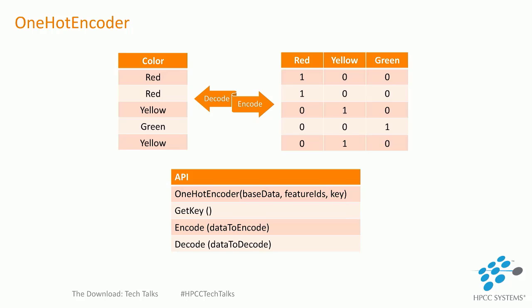Similar to the label encoder, you have a GetKey function, an encode, and a decode function. But you also have a constructor. You can construct the encoder in 2 different ways. You can either pass in some data and the feature IDs in your data set, or you can just pass in the key if you already have a key you have built before.